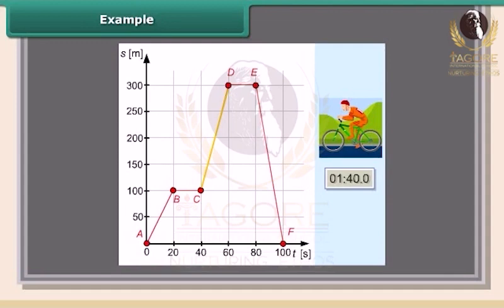In 20 seconds, he covered a distance of 200 meters, which means that he was traveling with a speed of 10 meters per second. Segment DE shows the cyclist stopped for 20 seconds. Then from segment EF we can discover that the cyclist turned back and after 20 seconds reached the location from which he started his journey. He was moving with a constant speed of 15 meters per second.